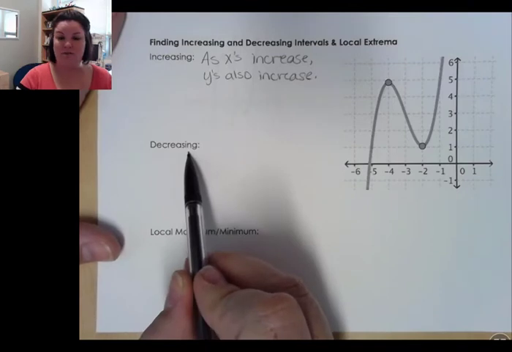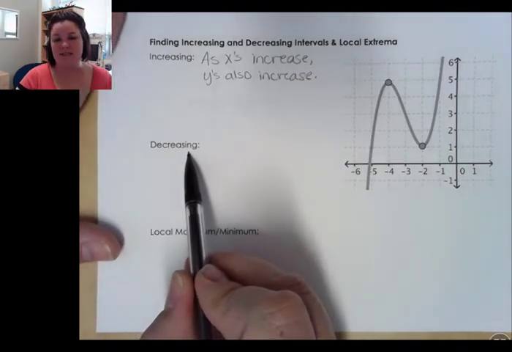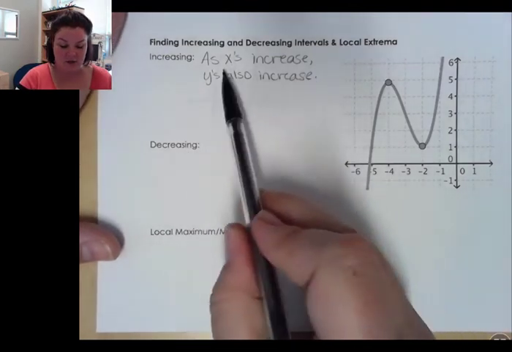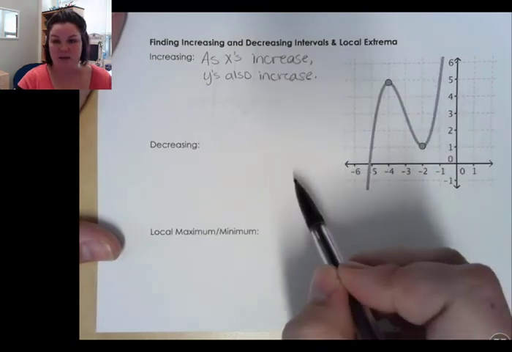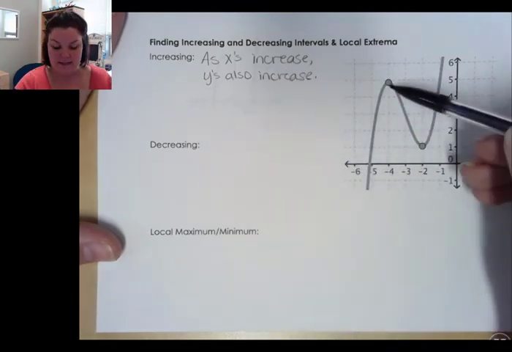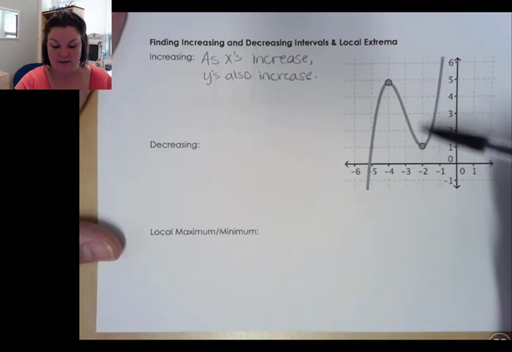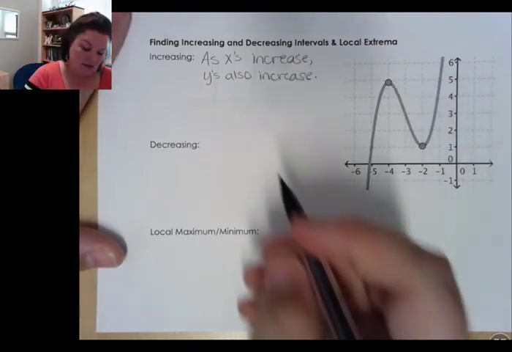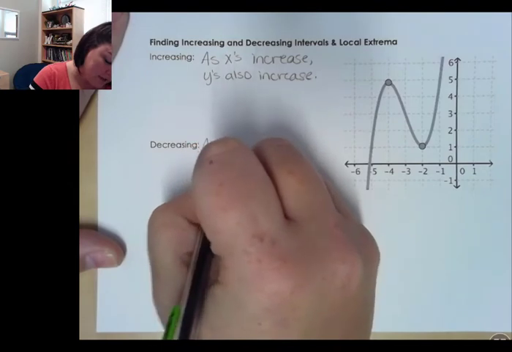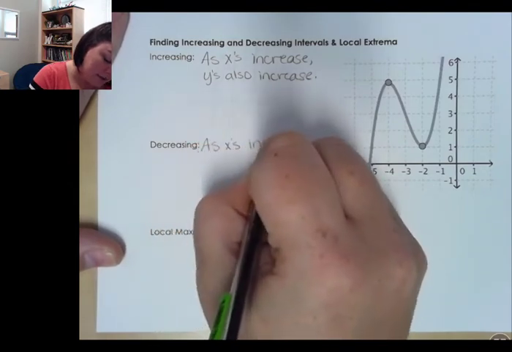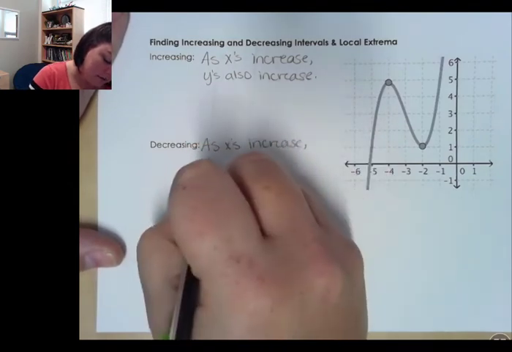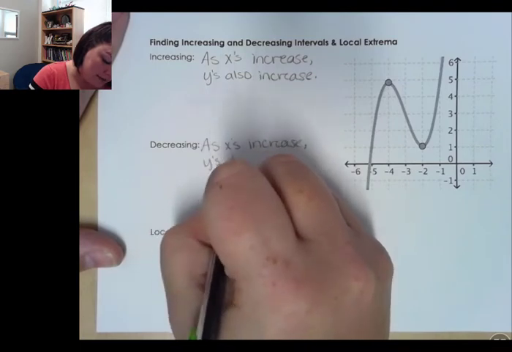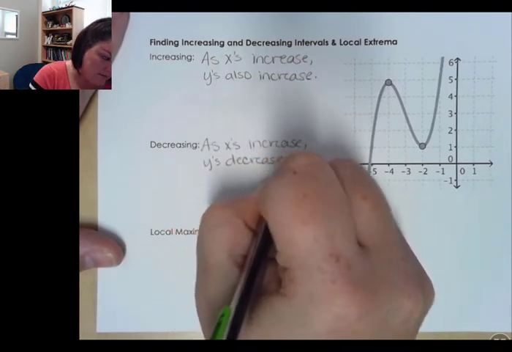Then we want to look for decreasing. Decreasing is the same. Basically, as x's increase, or as we look from left to right, if it's a decreasing function, then that means that our y values are decreasing, okay? So I'm just going to write here, as our x's increase, y's decrease, okay?